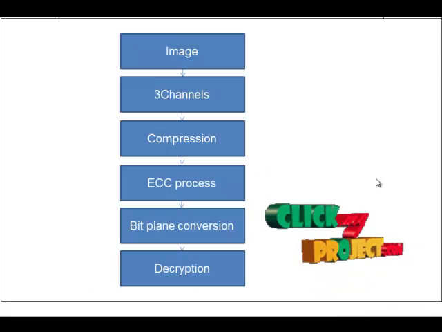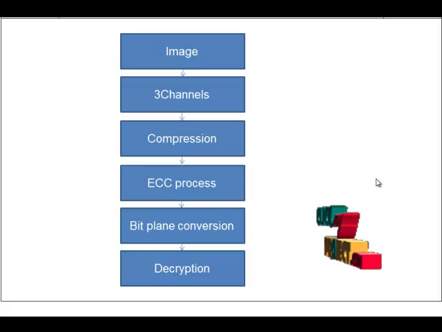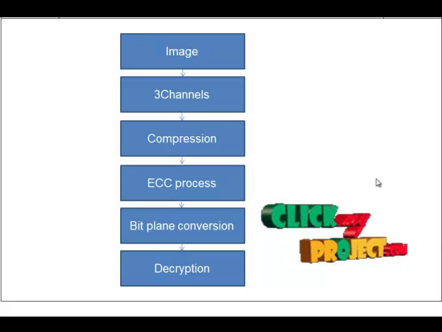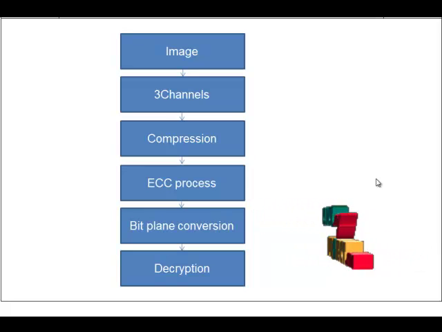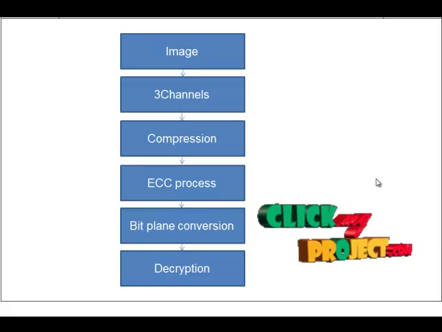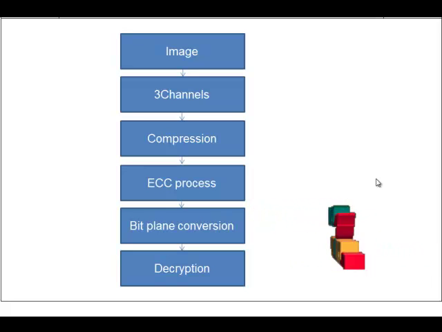Let's see the flow of our design. Initially, for our process we are taking an RGB image. RGB images normally have 3 channels, and our process supports only the RGB channels. So we split the 3 channels separately, that is red, green, and blue.